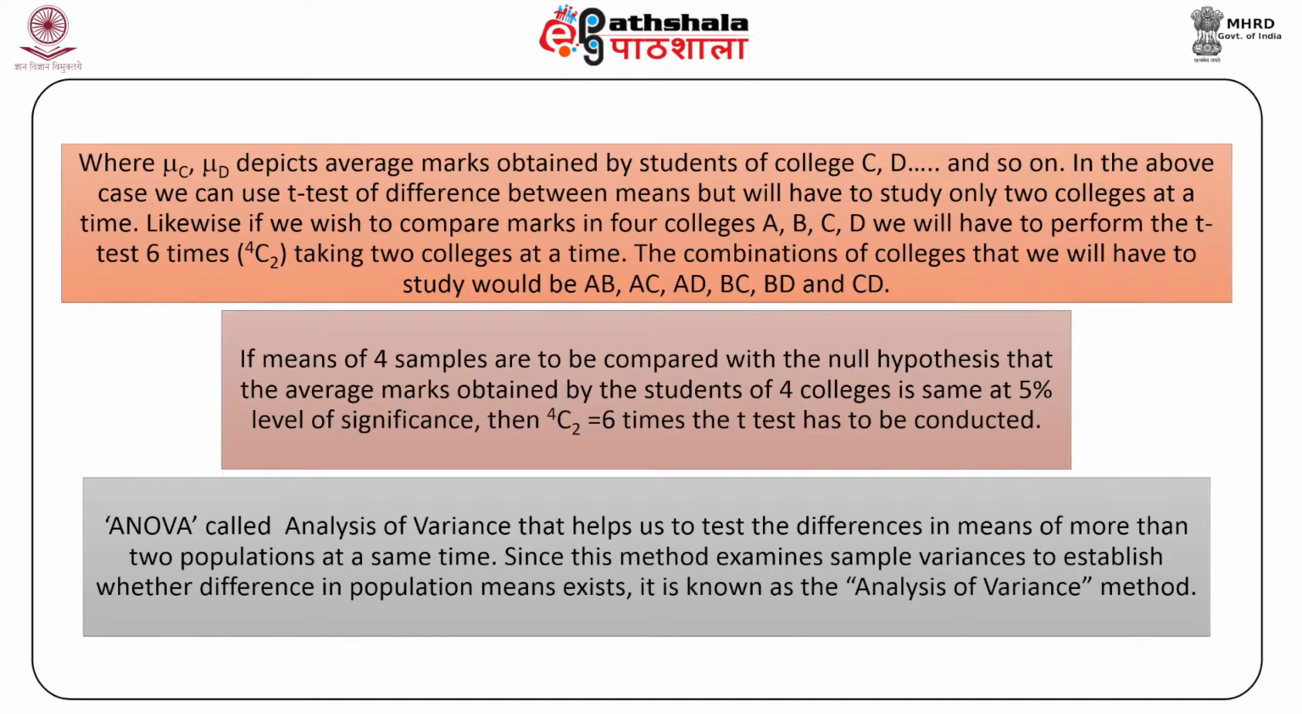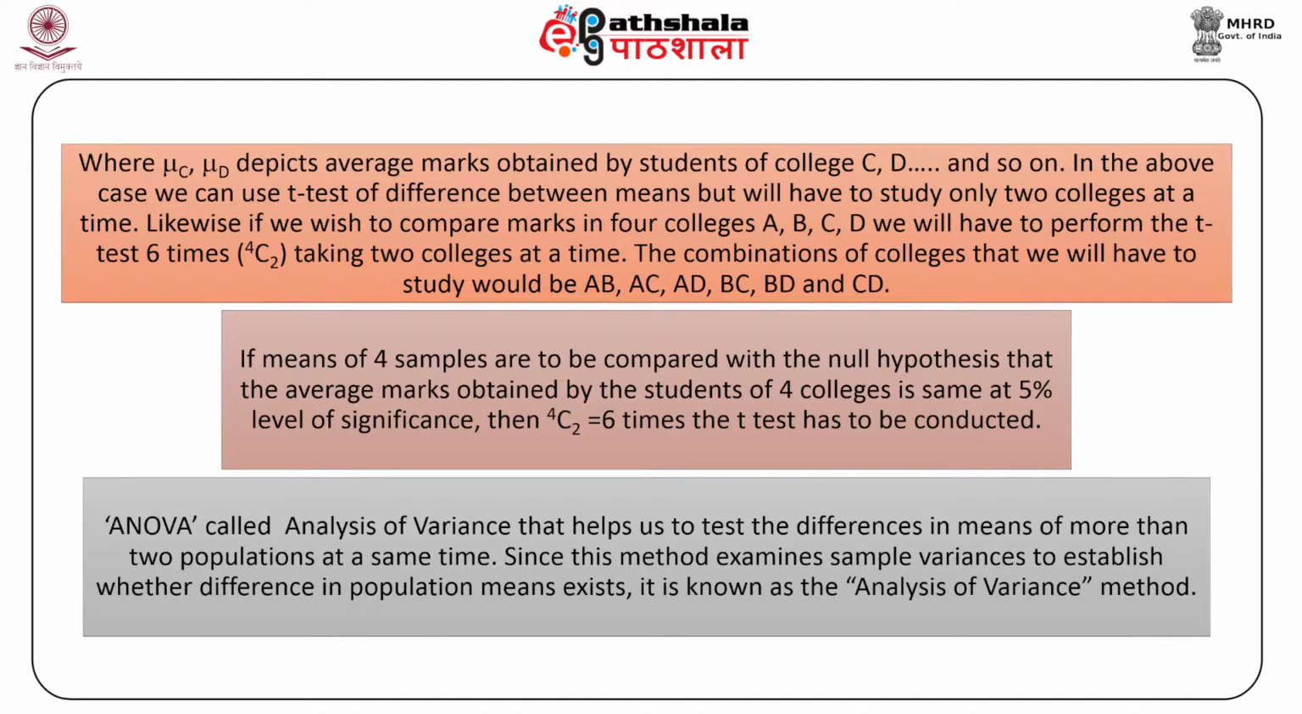Now in the above case, we can use the t-test of difference between means, but we will have to study only two colleges at a time. We cannot take more than two colleges at one time. Likewise, if we wish to compare marks in four colleges A, B, C, D, we will have to perform the t-test 6 times, which is 4C2, taking two colleges at a time. The combinations of colleges that we will have to study would look like AB, AC, AD, similarly BC, BD, and CD. These are the 6 combinations of A to D, 2 at a time.